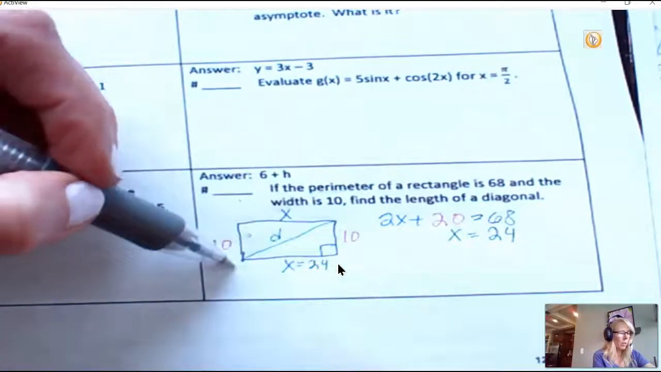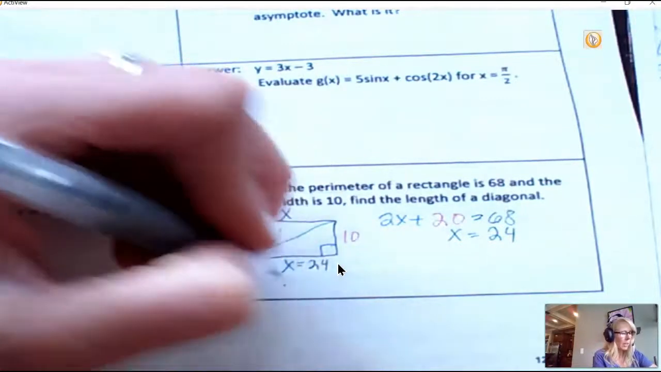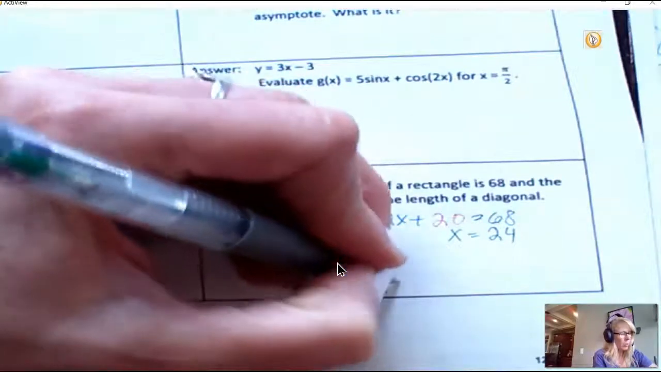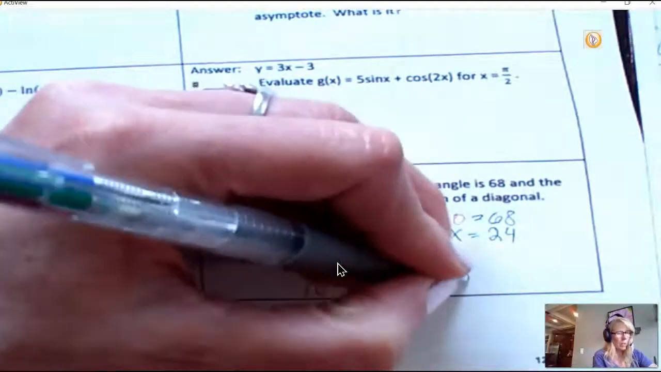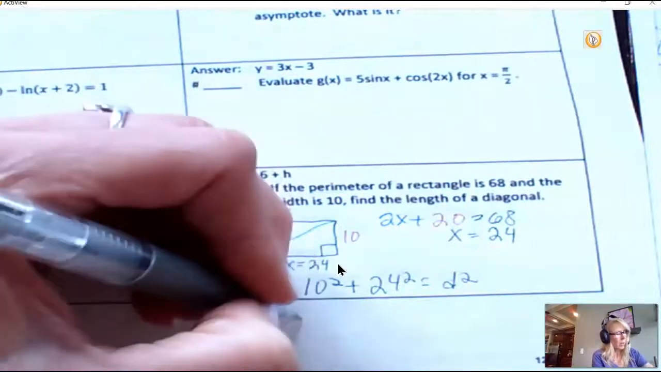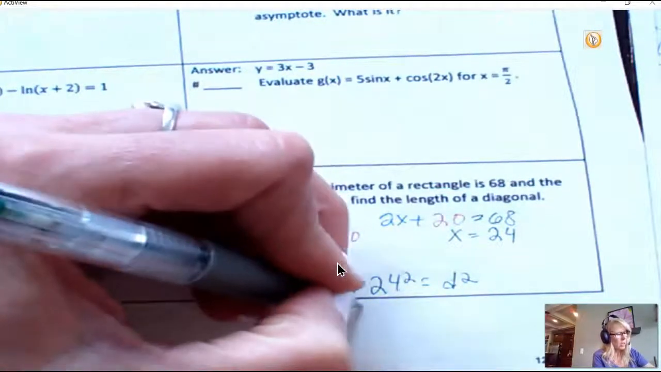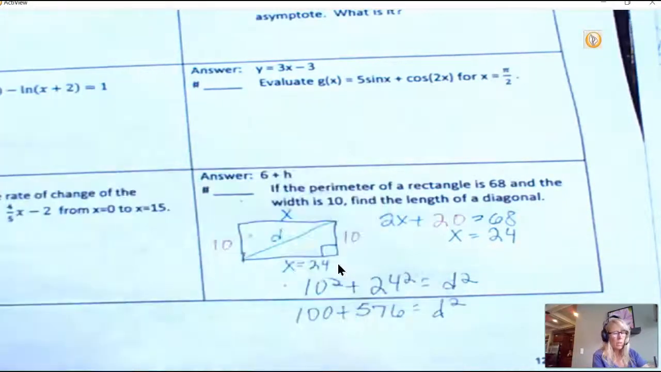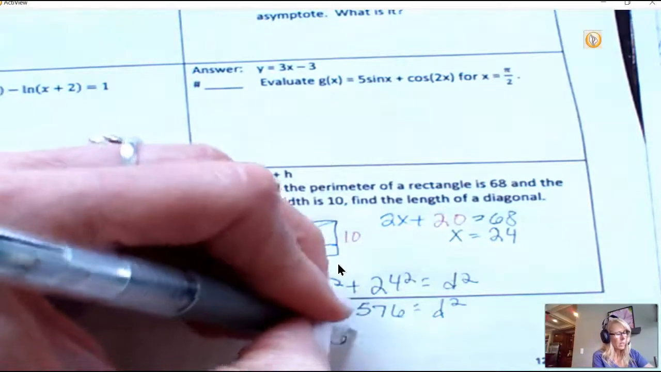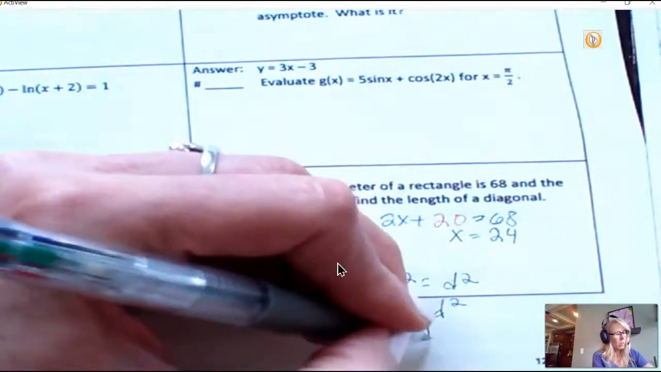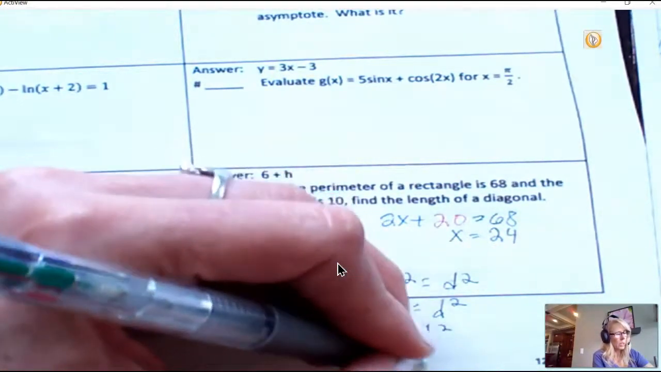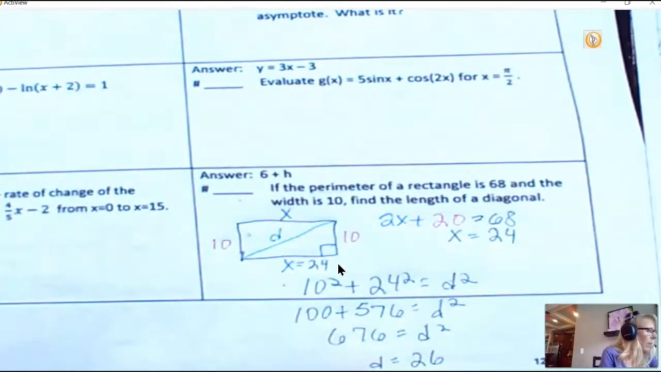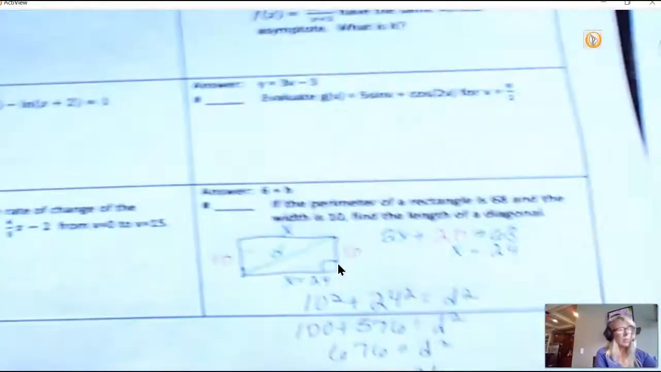right triangle here. So I can look at this as 10 squared plus 24 squared equals d squared. So 100 plus 576 is d squared. 676 is d squared, which means that d is 26. Okay, we found it as 26. I hope we have that. Otherwise, I made a silly mistake, and we do.